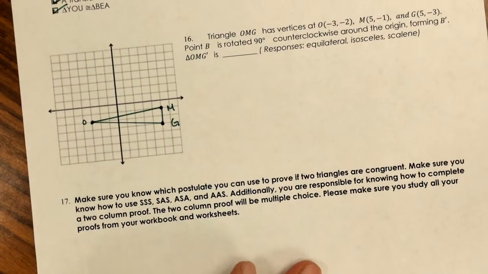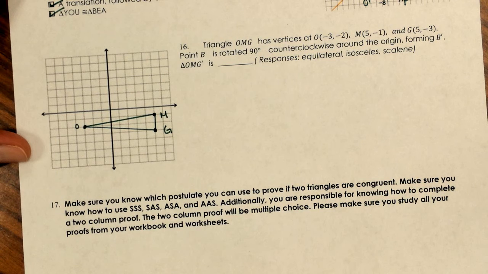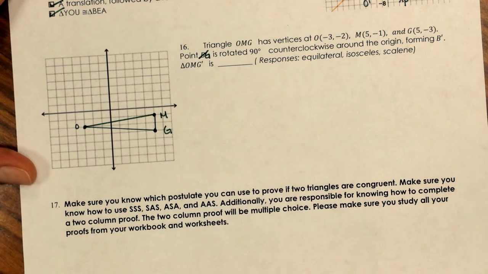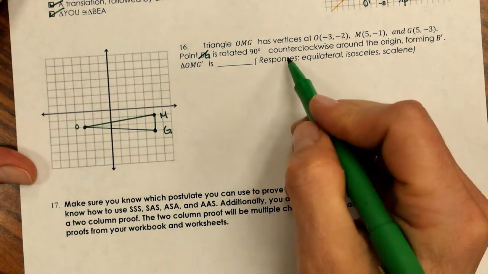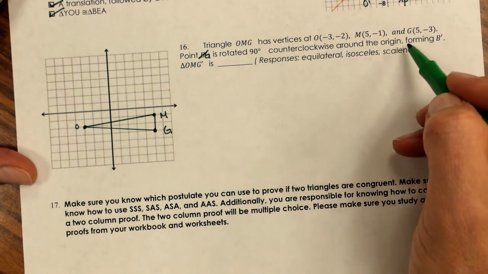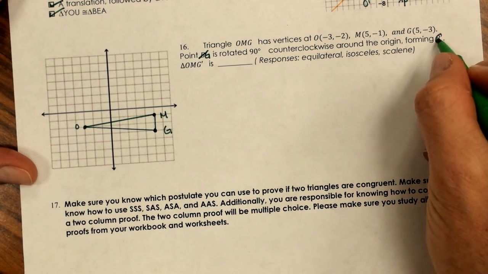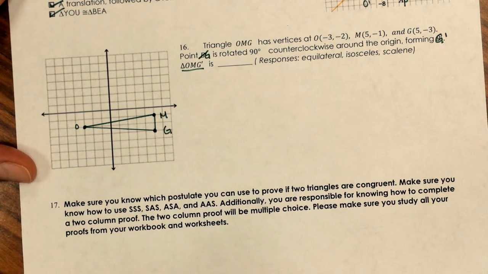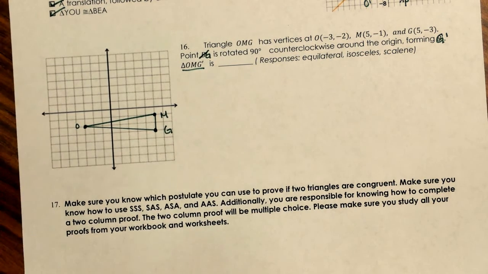Okay, and it says point B. Oh no, we have another typo. G is rotated 90 degrees counterclockwise around the origin, forming G prime. To give you OMG prime. So what kind of triangle is OMG prime?